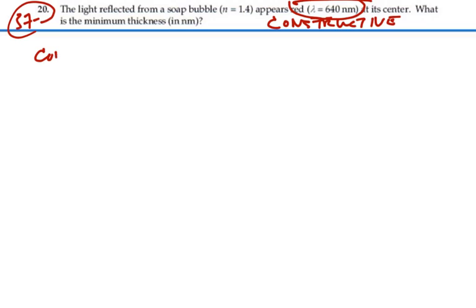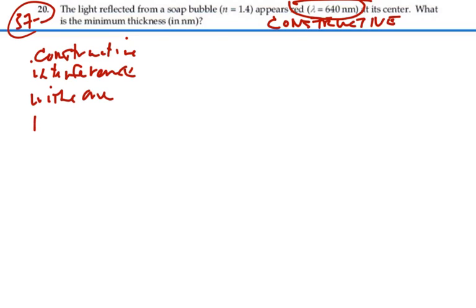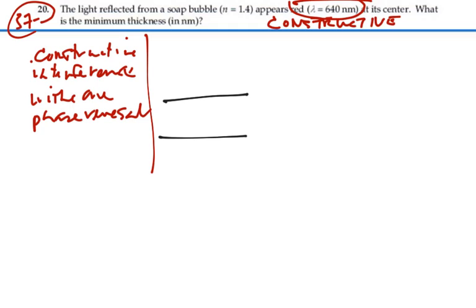So we're going to have constructive interference with one phase reversal on this bubble. Because the way it's going to look is we're going to have a bubble like this, and our light is going to come from air to the bubble, which is index 1.4, back to air.